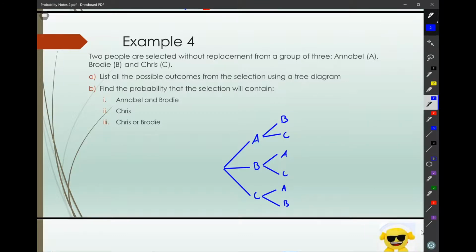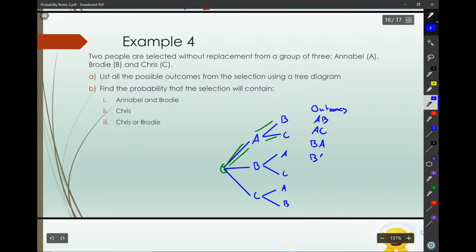So now to list all the outcomes, we just start from this point and follow the branches all the way out. And we have AB, AC, BA, BC, CA, CB. Those are the total outcomes.